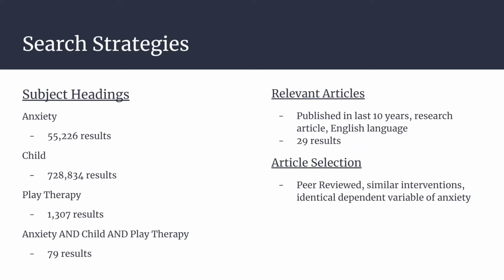When we combined these subject headings, it yielded 79 results. Of these 79 results, we found 29 that were relevant when we refined our search, based on the year, whether or not it was a research article, and being in the English language. In our final article selection, we chose the 4 best sources based on if they were peer-reviewed, if they had similar interventions, and the dependent variable of anxiety.